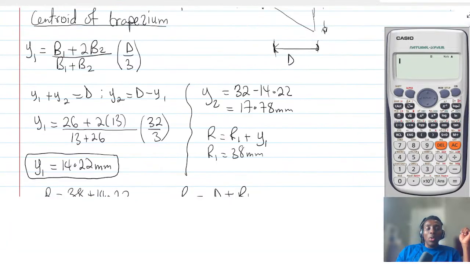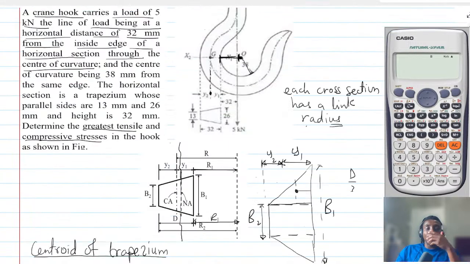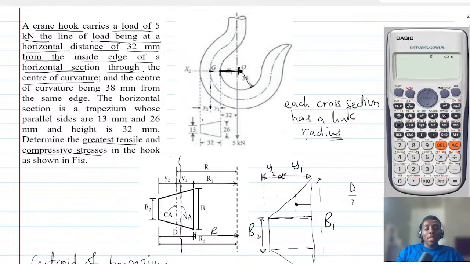Once you have done this, then you go back to the equation. The W there is the load. So let's go back and look at the load. The load was actually a 5 kilonewton load that was placed on the crane hook. So that one will be 5.